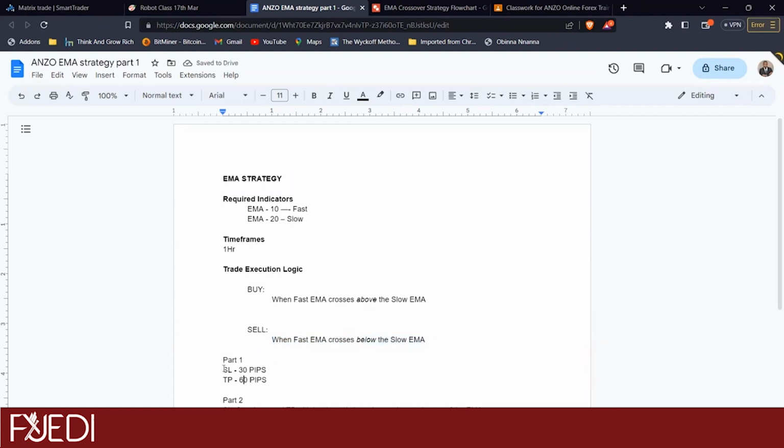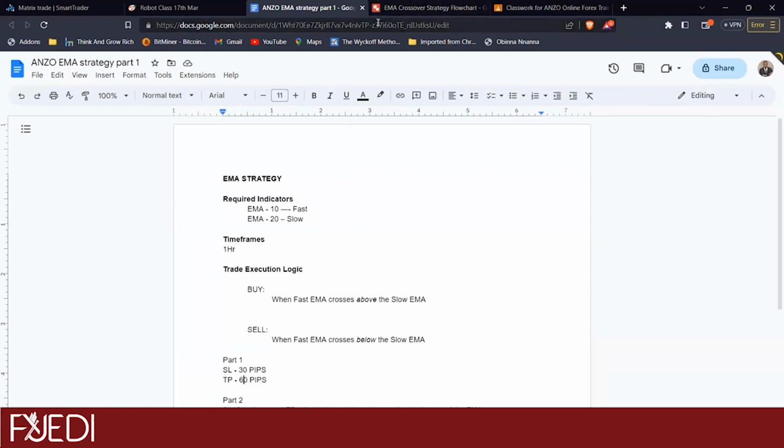Now, if we are buying, our stop loss will be 30 pips below our entry price, and our take profit will be 60 pips above our entry price. If we're selling, our stop loss would be 30 pips above our entry price, and our take profit would be 60 pips below our entry price, right? For today's class, we're going to build an EA that will do just that. But in the next class, we will optimize that EA to capture even more profits, okay? I hope that makes sense.